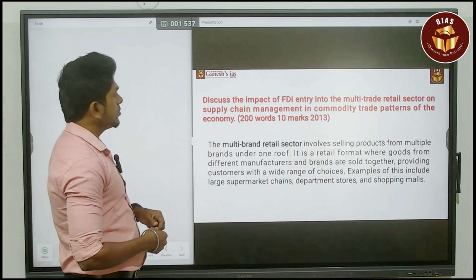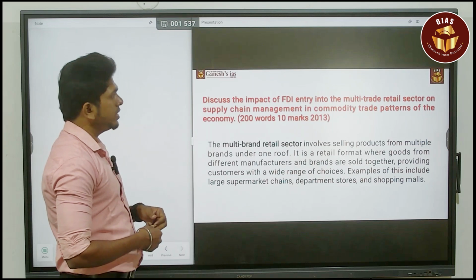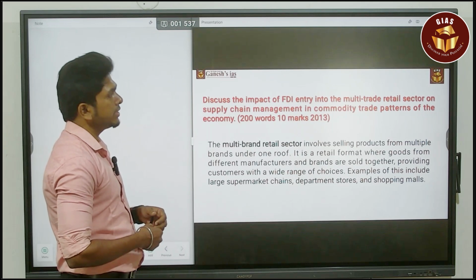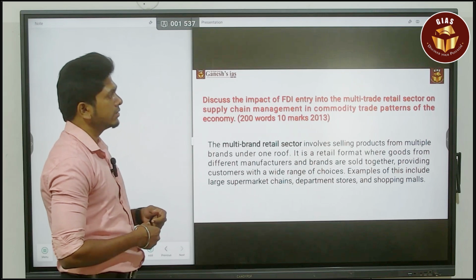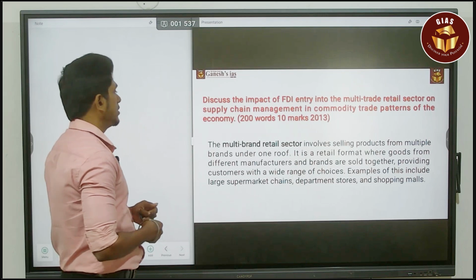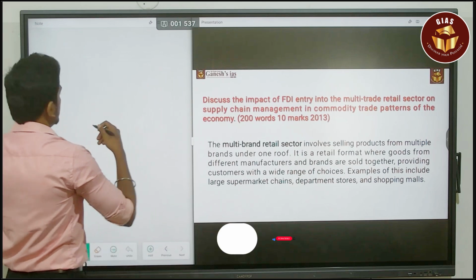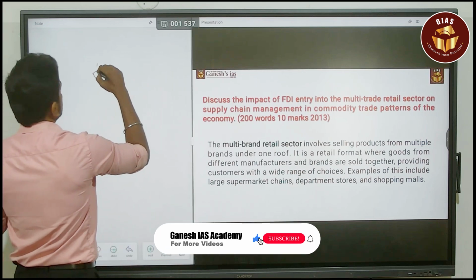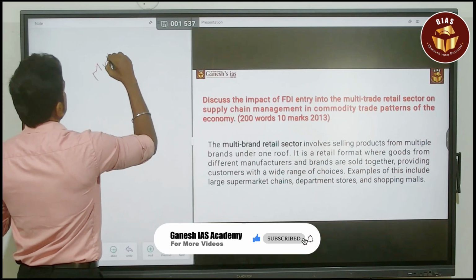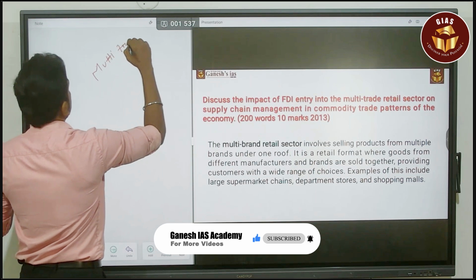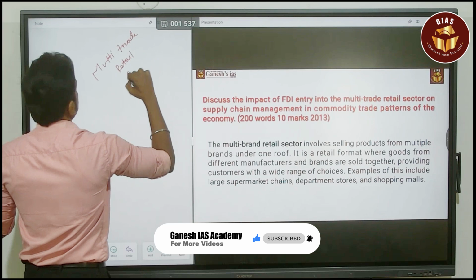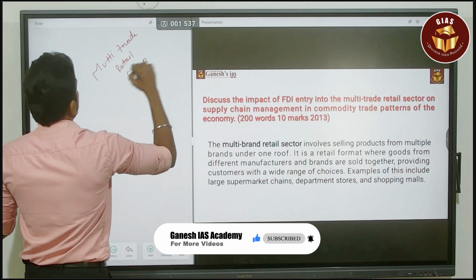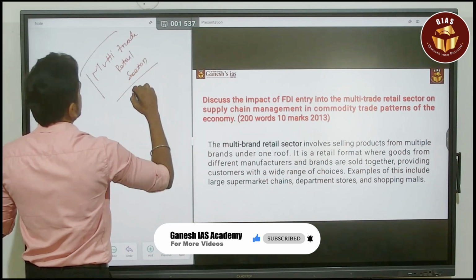Here the question is: discuss the impact of the FDI entry into the multi-trade retail sector on the supply chain management in commodity trade pattern of the Indian economy. So here the major thing is the multi-trade retail sector. You have to say what this multi-trade retail sector is.